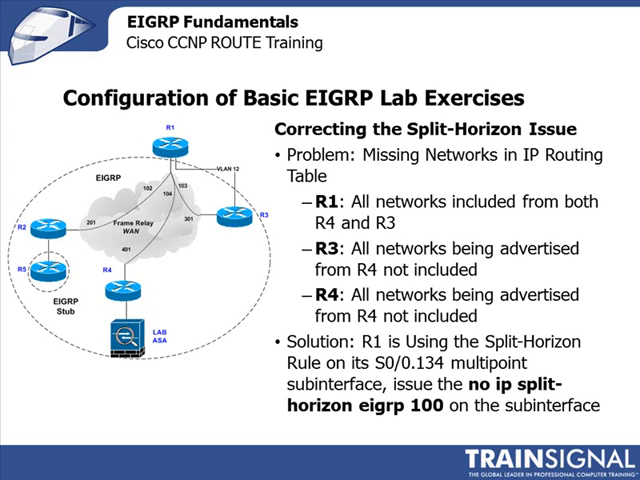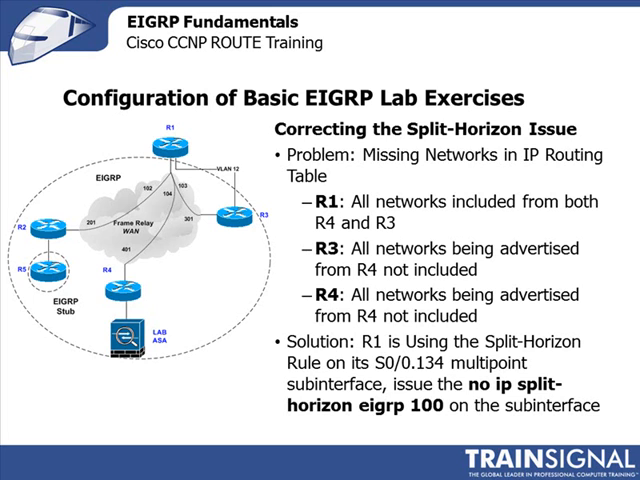In this particular case, there are going to be missing networks in the IP routing table. All the networks in R1, because it's the primary router, it's showing everything. R3, some networks like those from R4 are not being included because that's a part of the multi-point interface problem. And on R4, not all the networks are being advertised as well. And the solution here is actually to use the split horizon command.